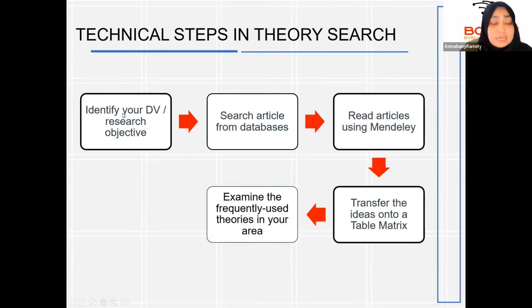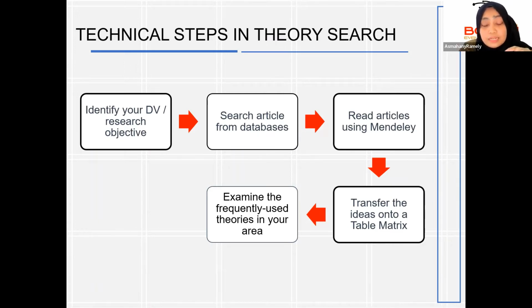The first one is to identify your DV or research objective. At this stage, to put it in simple words, you can only search for the theory for your PhD research if and only when your supervisor approves your topic. Let's say when you see your supervisor, the supervisor says, okay, this topic is doable, I can see the gaps in that topic, your problem statement is clear. There comes a stage for you to search for the theory.